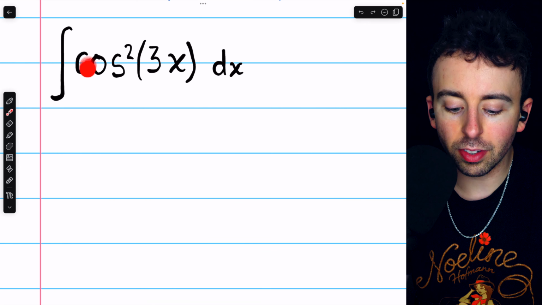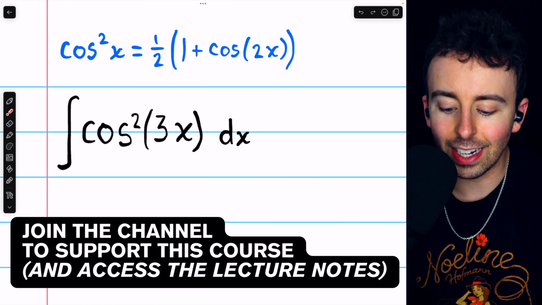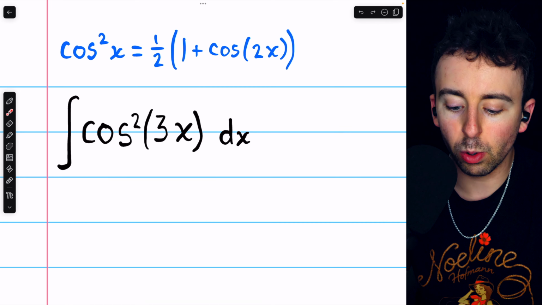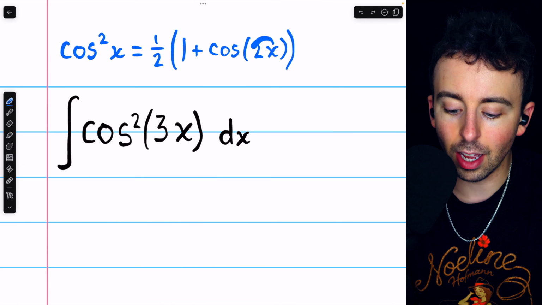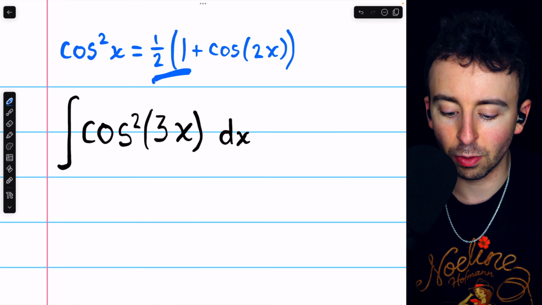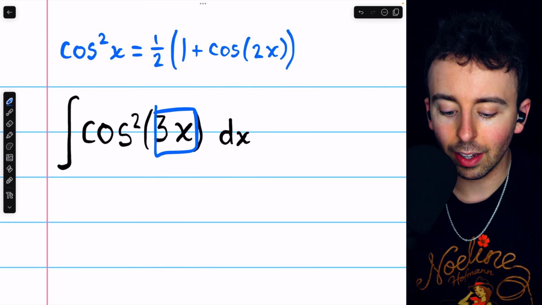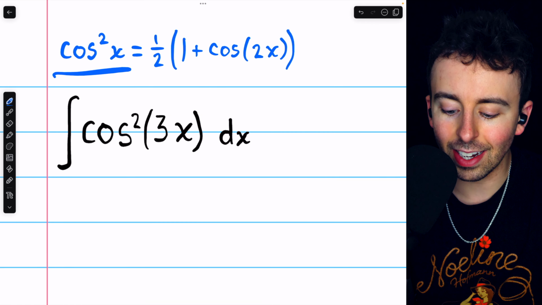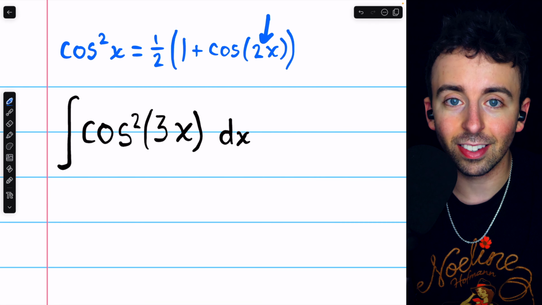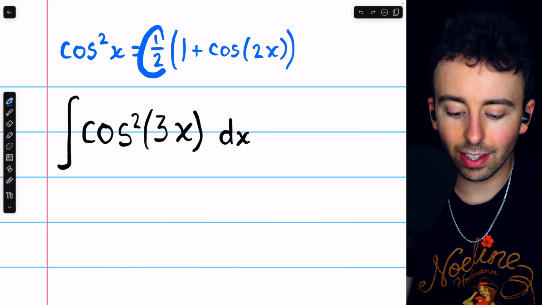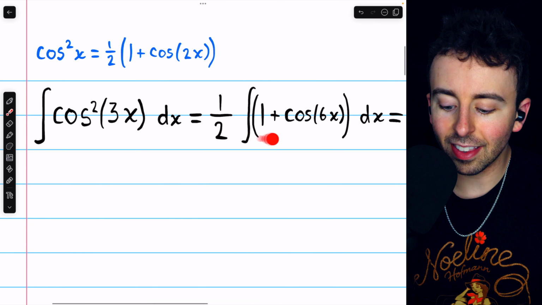To integrate cosine squared of 3x, we need to use this identity, which lets us reduce the power of 2 to a power of 1. However, we also need to double the input and do some of this other stuff. Note, in our case, the input is 3x, so when we apply this identity and double the input, our new input will be 6x. Also, we're going to take this factor of 1/2 and bring it outside of the integral. And that gets us here.